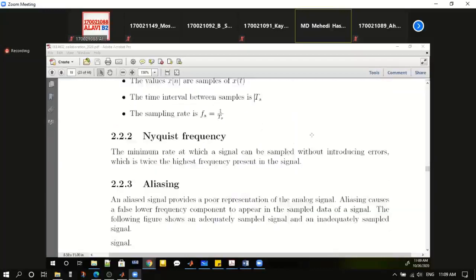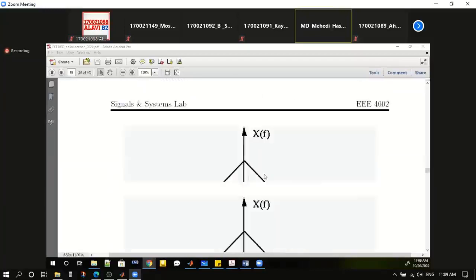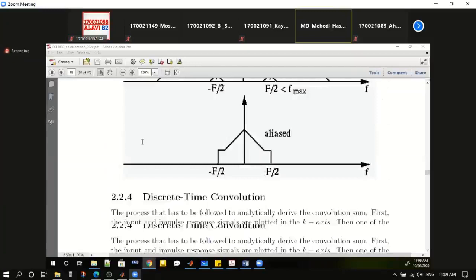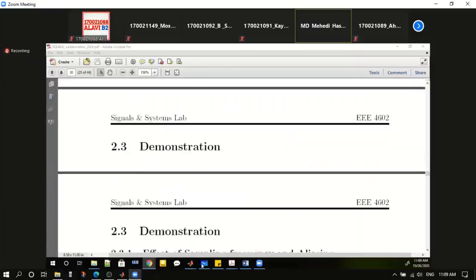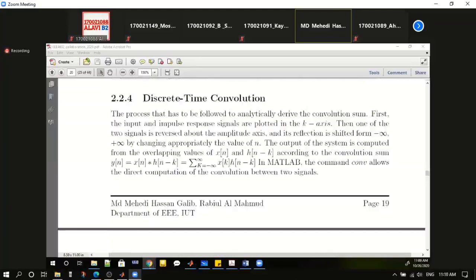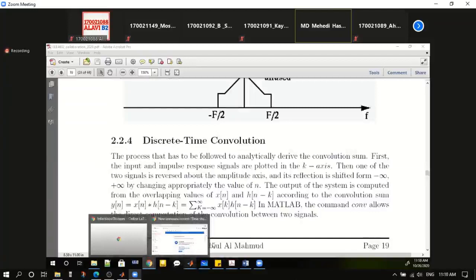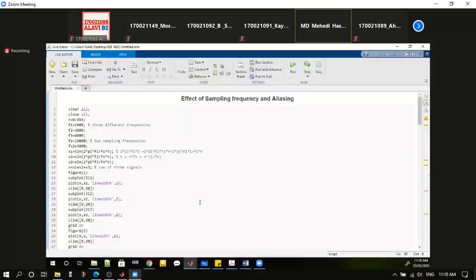I will discuss this aliasing with this diagram in detail while I am discussing the code. So don't look at the discrete time convolution. Just look at the code of this one. I will give 10 minutes to all of you to go through the effect of sampling and aliasing code, and I'll give bonus marks to whoever can explain that to me. Is it okay? Yes, sir. So please go through this code and try to explain it to me.